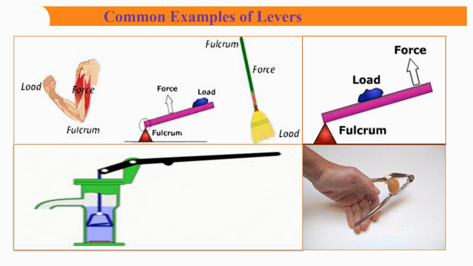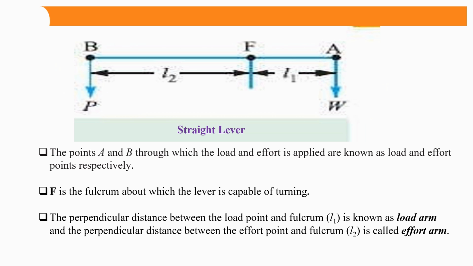That is also one very common example of a lever, which turns along a fixed point called the fulcrum. So these are nothing but levers. I hope you have understood this. Now see what the lever is, what the straight lever is. In this diagram, this is B, this is A, and this is F, this is W, and this is P. Now see, this is L2 and this is L1.